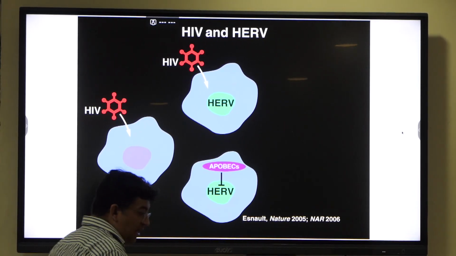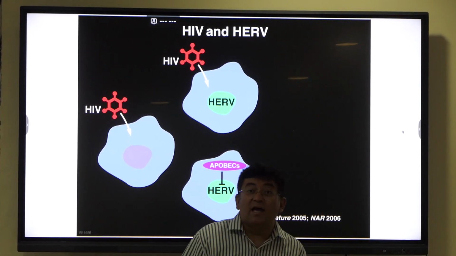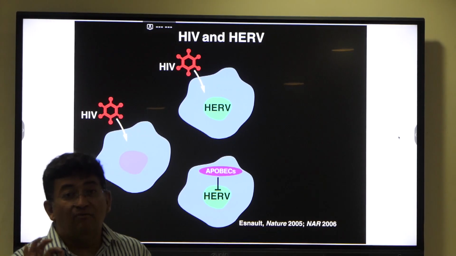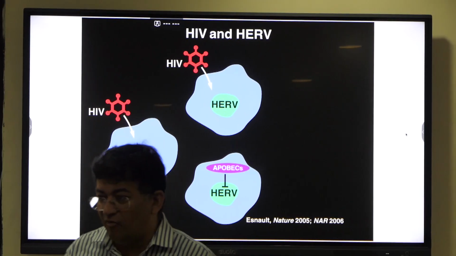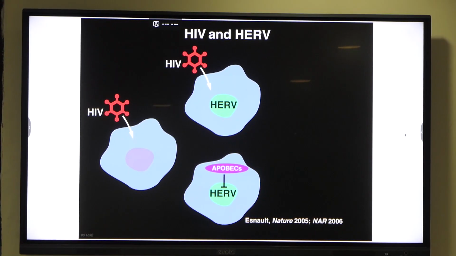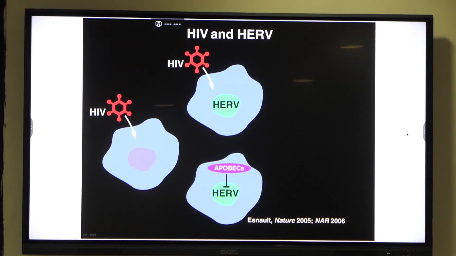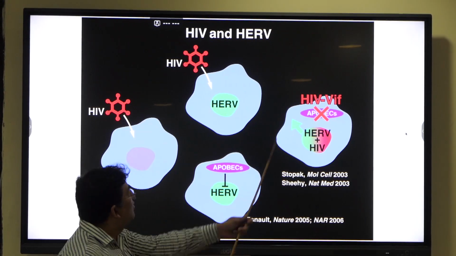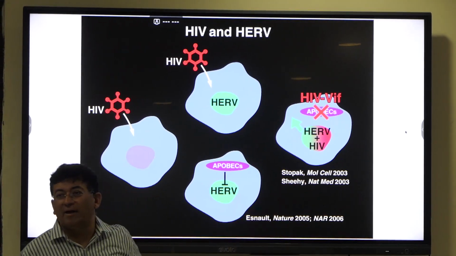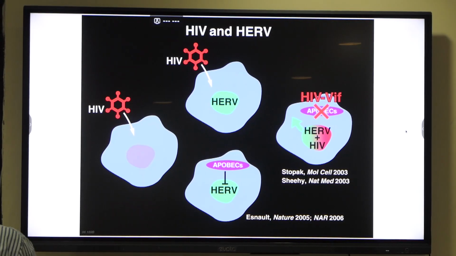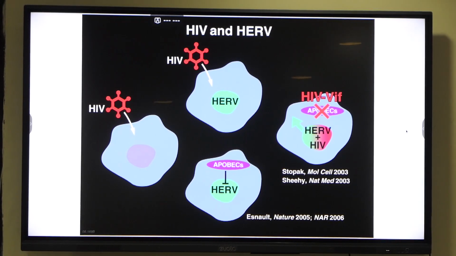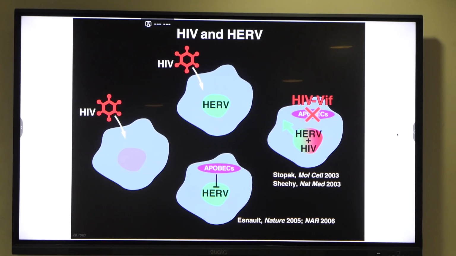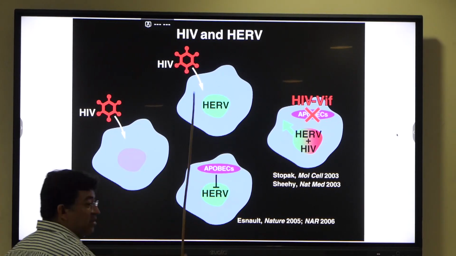But what happens when HIV infects these cells? HIV has a very interesting accessory protein which we call virion infectivity factor, VIF. VIF counteracts the action of APOBEC. So when HIV infects, its virion infectivity factor will simply neutralize APOBEC. When there is no APOBEC, then HERV thinks, no, there is no barrier for me. I can transcribe, I can translate. So then HERV can be expressed, and it is expressed.